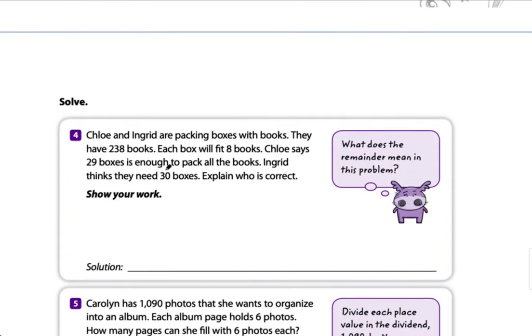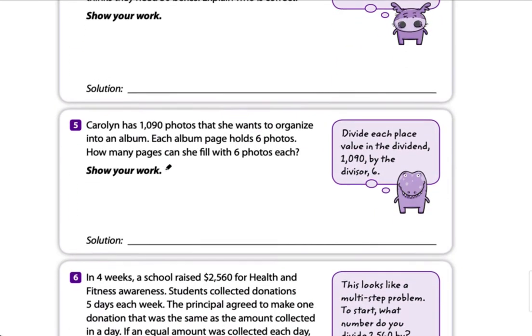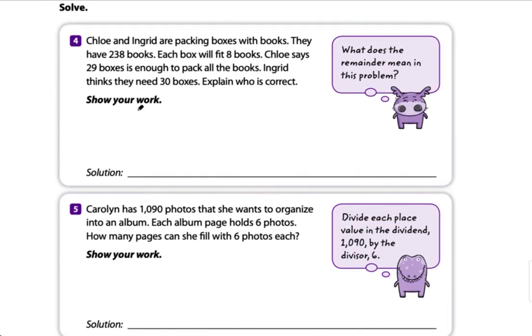All right, on to the last page. Three questions here. Chloe and Ingrid are packing boxes with books. They have 238 books. Each box will fit 8 books. Chloe says 29 boxes is enough to pack all the books, but Ingrid thinks that's 30 boxes. Explain who's correct. Well, I'm going to divide this. 238 divided by 8 equals, I'll just say B for boxes.